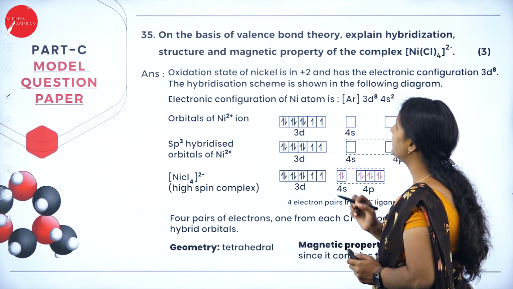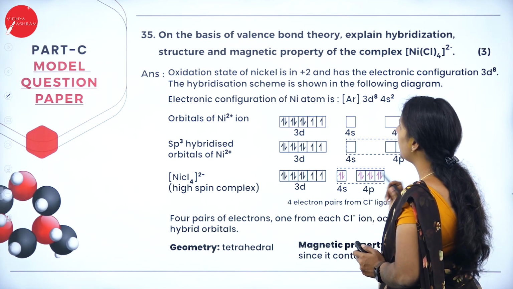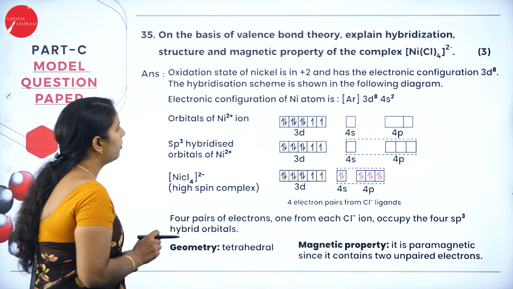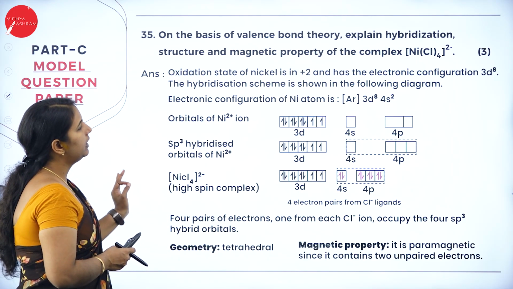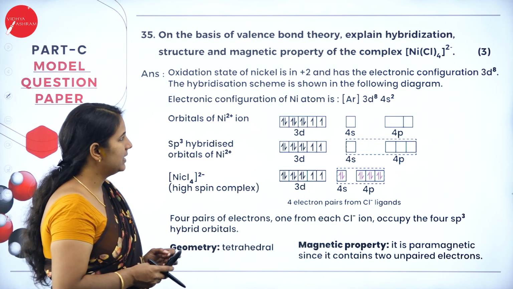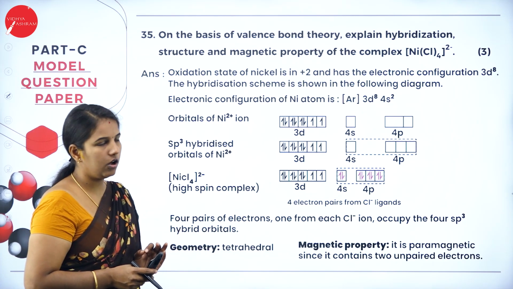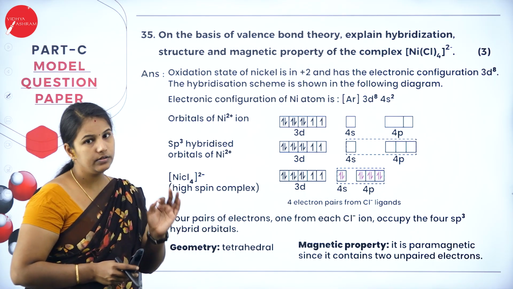Next question, on the basis of valence bond theory, explain the hybridization, structure and magnetic property of a complex of nickel with 4 chlorine atoms in a -2 charge, that is, the tetrachloridonickelate ion or nickel tetrachloride.